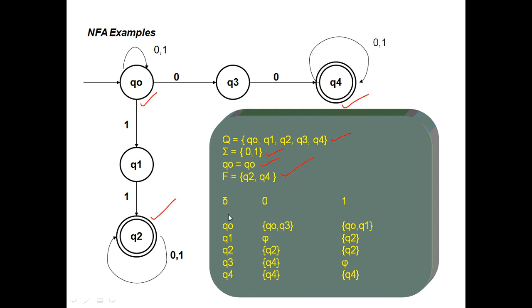And now this is the transition function. For Q0, after reading this 0, we'll move to Q0 and Q3, and that is how it is written in curly braces. For Q0, we'll have this 1. In Q0, after reading 1, what do we have? We have Q0 and Q1. Similarly, we are going to fill this table. In Q1, for 0, we didn't have any transition, so we write phi. That's all.